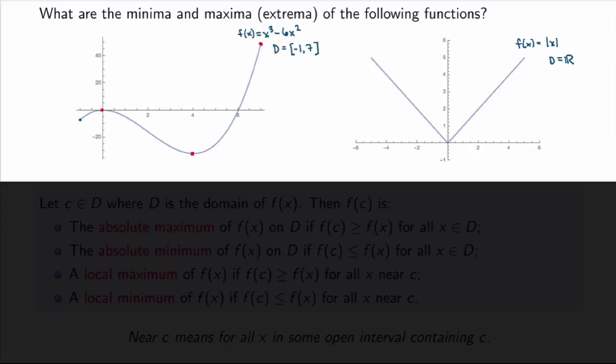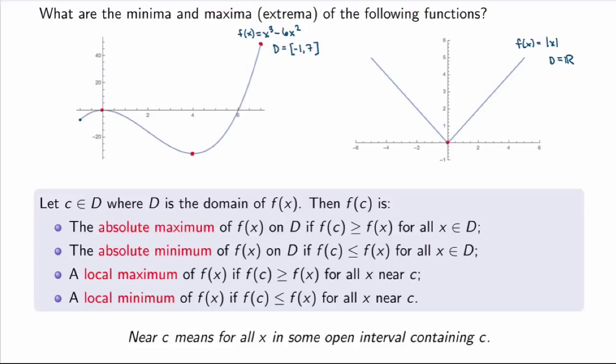All right, for my second example, then I take the function to be the absolute value of x, but I take the domain to be the whole real line. So in this case, if I look for the absolute max, so the maximal value of the function over this domain, there is no answer, right? Because the function will keep increasing forever. So it doesn't have a maximal value, but it does have a minimal value, which will be right here.